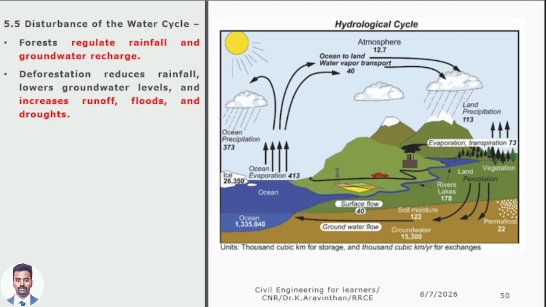Precipitation is 373. The ocean water being taken by the sun is 413. Precipitation is 373. The hydrological cycle does not give more water to the ocean. You see, from land 73,000 cubic kilometers of water is being transpired and precipitation is how much? 113. Do you see the nature's wonder?